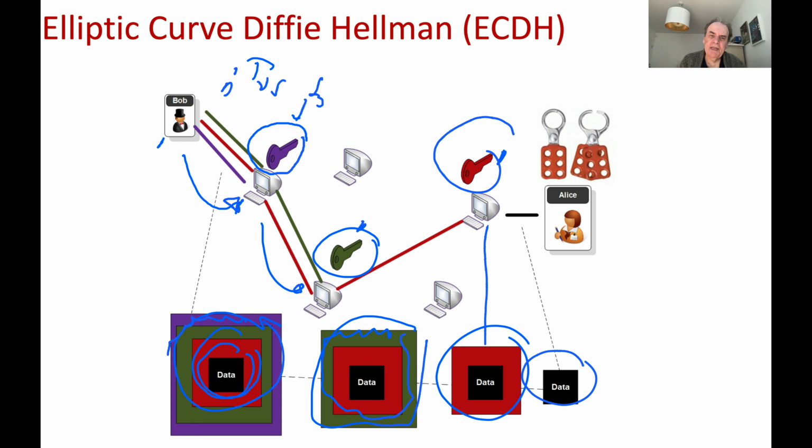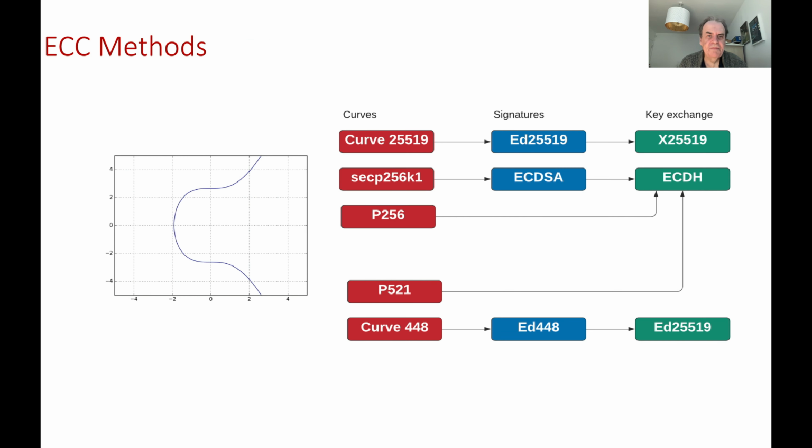Okay, so this is an application of elliptic curve cryptography to do the key exchange method, and we'll be covering that in the next unit. So here are elliptic curve methods. There are typically 3 core curves that we use.